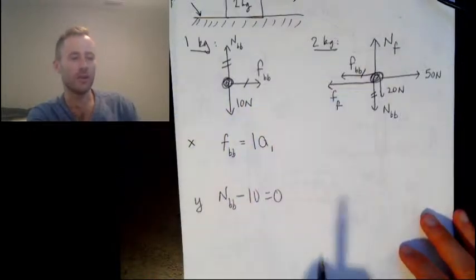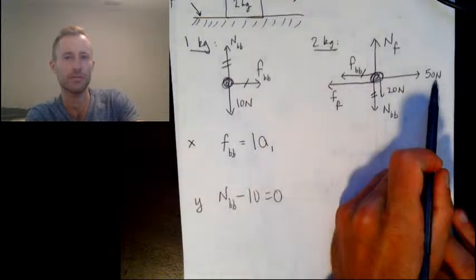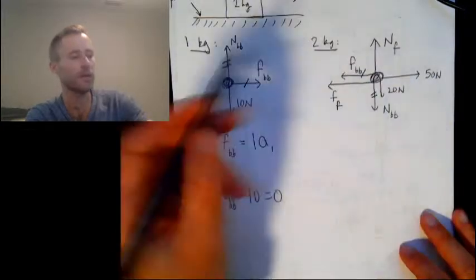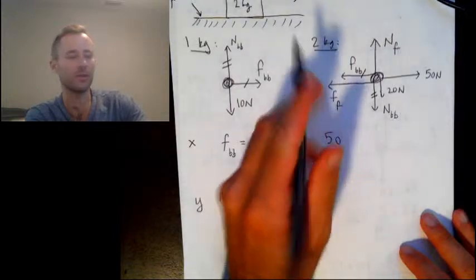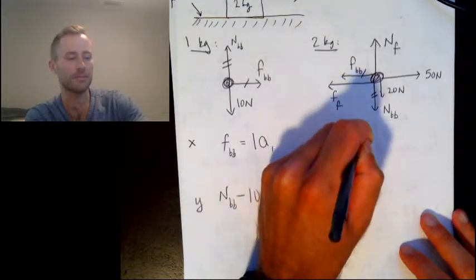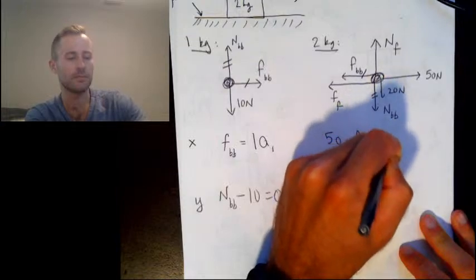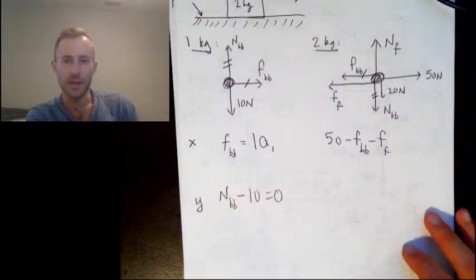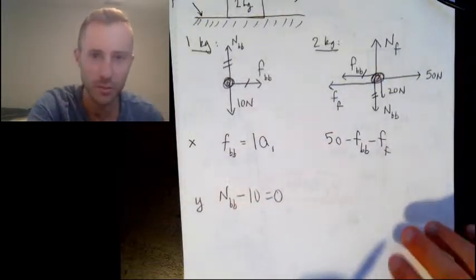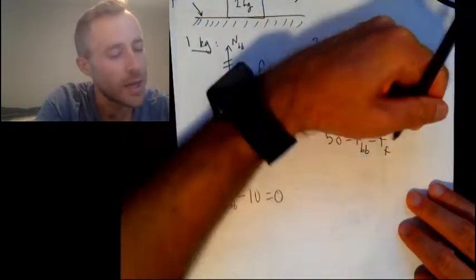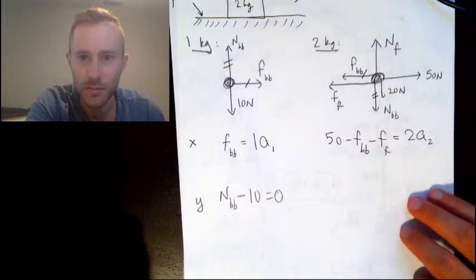For our 2 kilogram block, in the x direction, we have 50 newtons going to the right, and then we have the 2 friction forces going to the left. So that is the net force in the x direction. There's only 3 forces in the x direction, so there's 3 terms. That equals m times the acceleration of the second block.